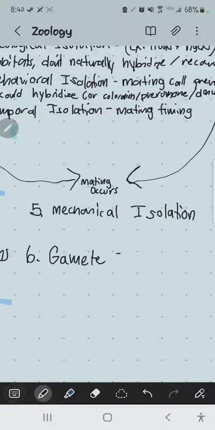Okay, so for mechanical isolation, insects are a really good example of this. In dragonflies, they have a really peculiar mating process whereby the male will fly around a suitable habitat, like a creek or a pond. This is the male, the blue one. And in insects, usually the males are more brightly colored because they're trying to attract females.